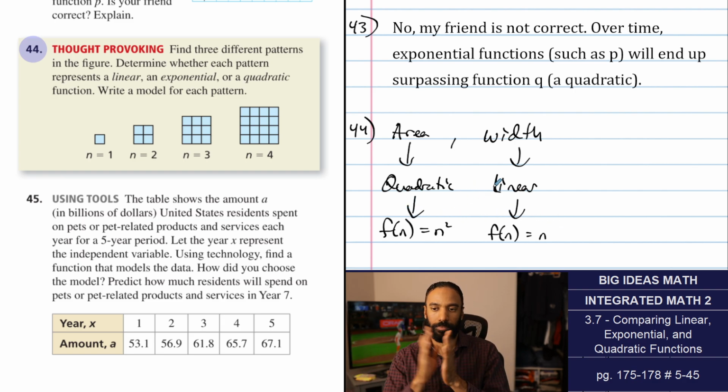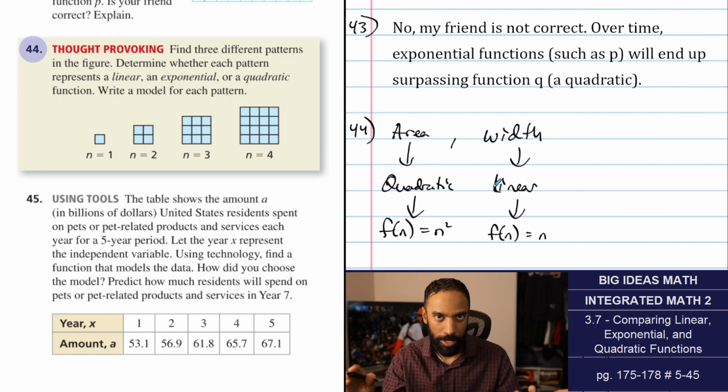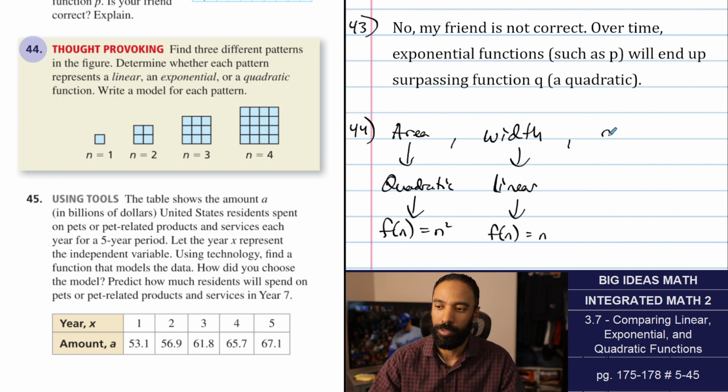Excuse me. Take care of my sniffles after this problem. And then I could say height, I guess, but it's still square, so I want to kind of change it up. I want to have a different model for it. What's another? I can't think of an exponential one. I apologize. Let's do, like, perimeter. That would be another length one, right? So perimeter.